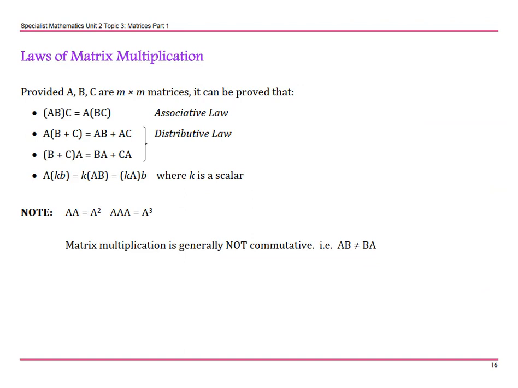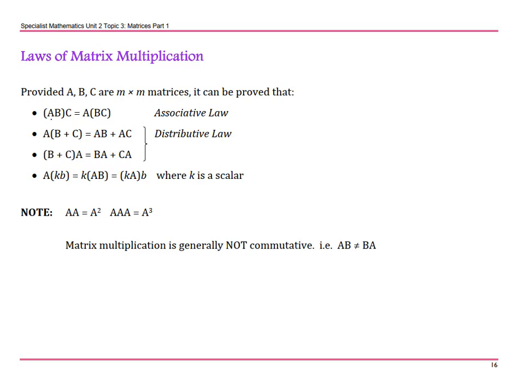Okay, so now let's look at our laws of matrix multiplication. As we've just learnt, matrices need to be conformable. So provided A, B, and C are M by M matrices, meaning they're square and the same, it can be proved that AB times C is the same as A times BC. Now note the order matters. I've got A, B, C, A, B, C. I'm not changing the order, and that's really important.